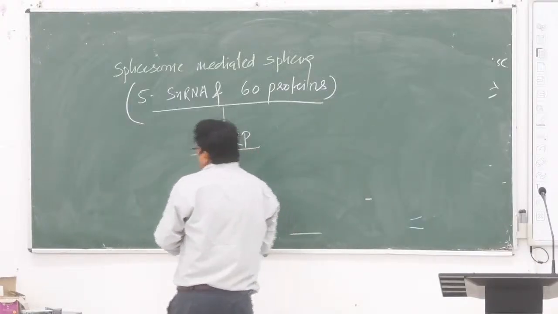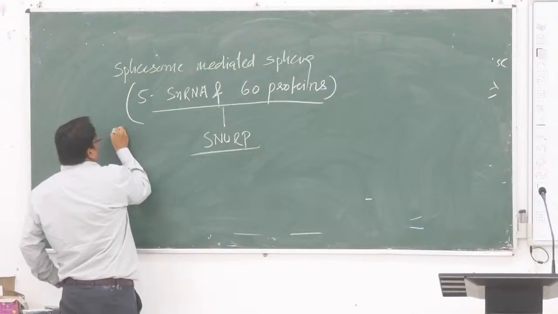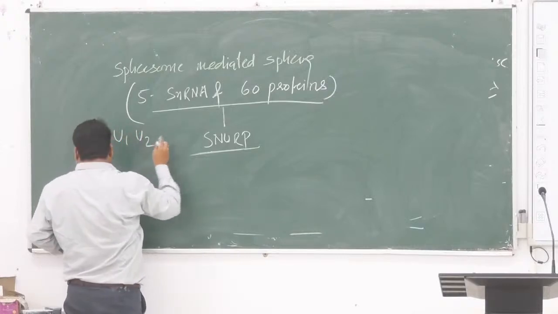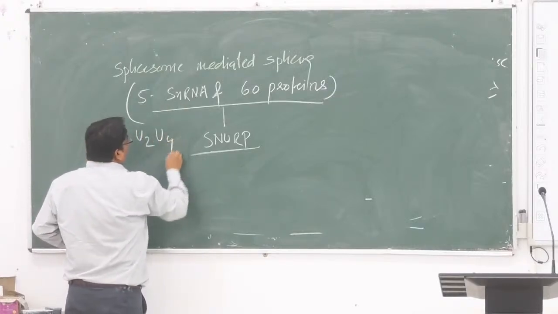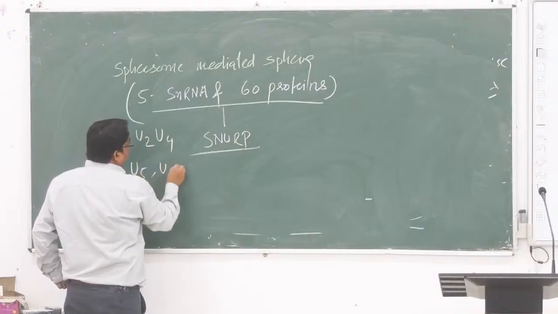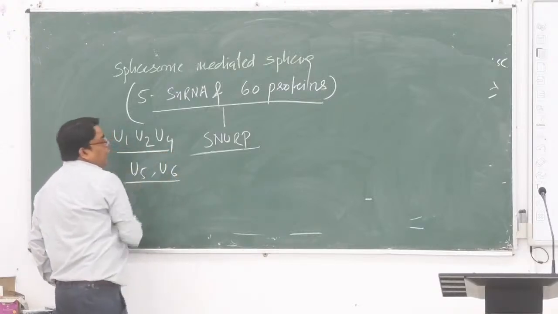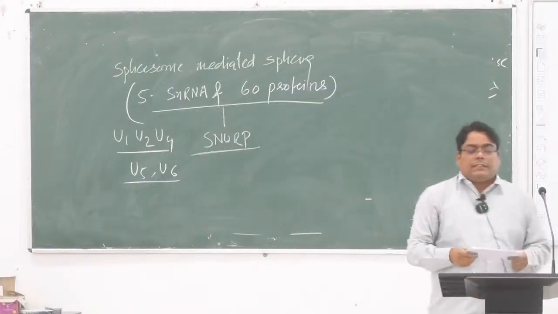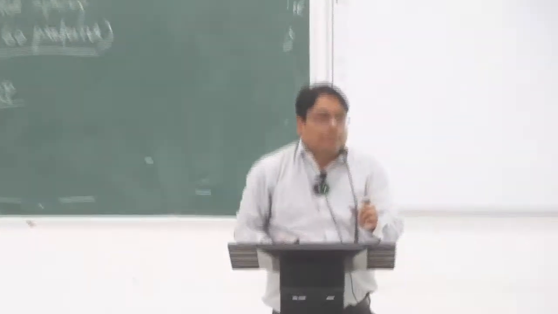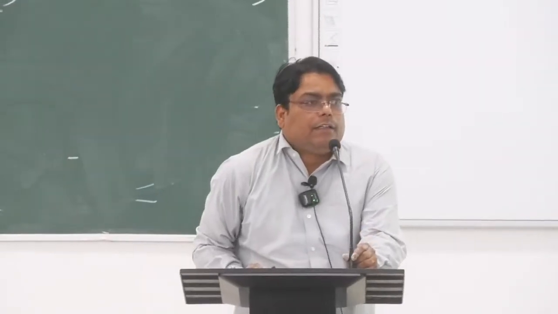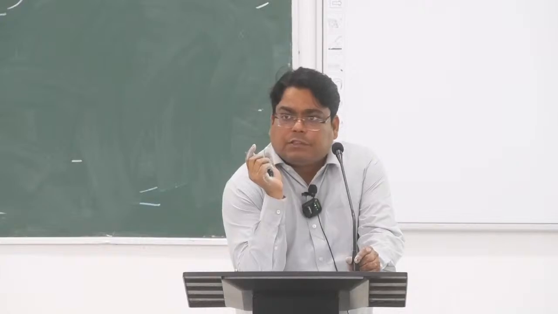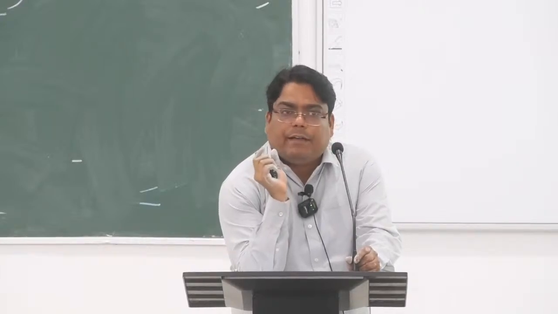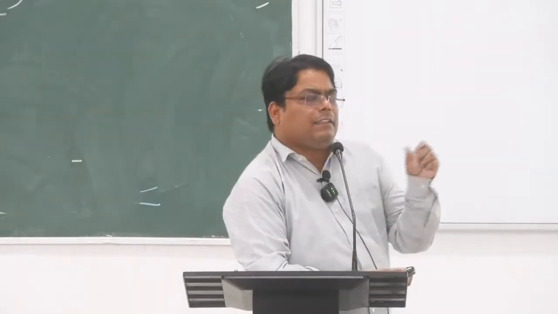Here there are 5 types of snRNA which we named U1, U2, U4, U5 and U6. So this is a step-by-step process. I think you should take a reading of spliceosome-mediated post-transcription modification from the book. All of you read it, because this is a step-by-step process.